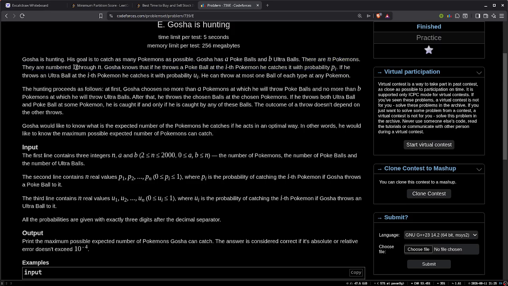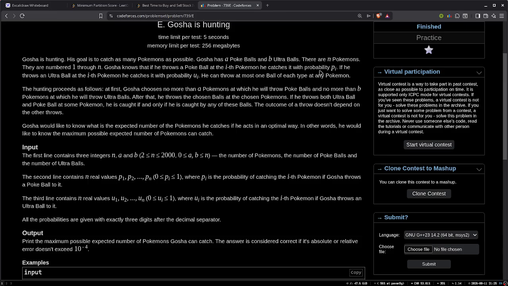They are numbered 1 through n. And Gosha knows that if he throws a Pokeball at the ith Pokemon, he catches it with a probability P of i. Okay, the probability of this event is P of i. If he throws an Ultra Ball at the ith Pokemon, he catches it with probability U of i. He can throw at most one ball of each type at any Pokemon.